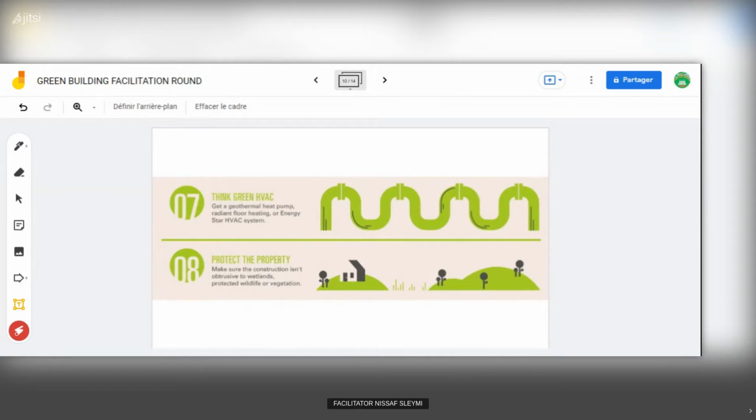green building practices. So you have to make sure that your building or your construction isn't obtrusive to wetlands or also to protected wildlife or vegetation. So you have also to pay attention to the place where we are implementing our green buildings.